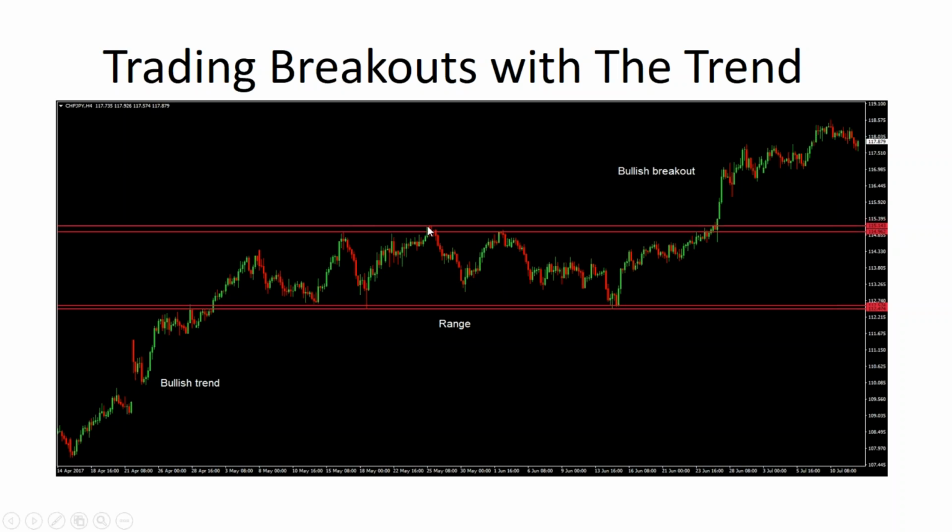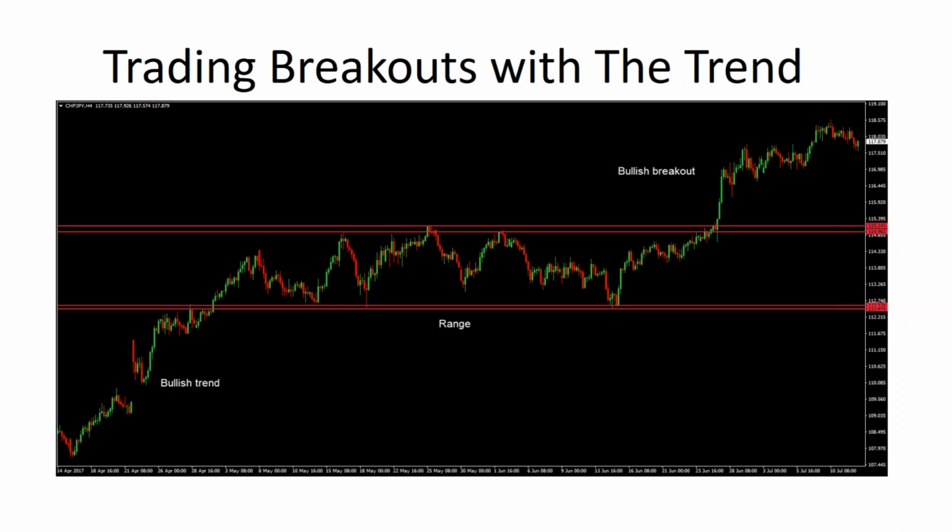So we've got our resistance to the top side here formed by these 3 or 4 peaks. And then we've got our support to the downside here formed by these 2 or 3 dips. So we've identified our bullish trend. We've seen price moving into this range. And so all we're looking to do is capture a bullish breakout. Okay, so in terms of how we actually enter the trade, we have 2 options.